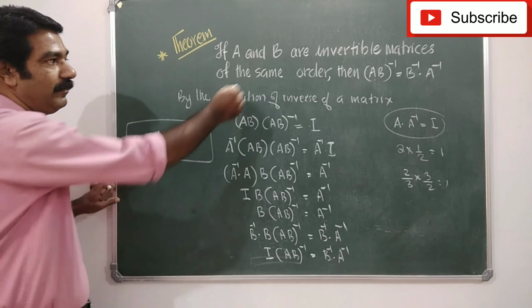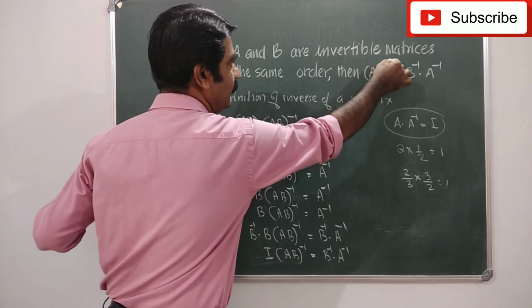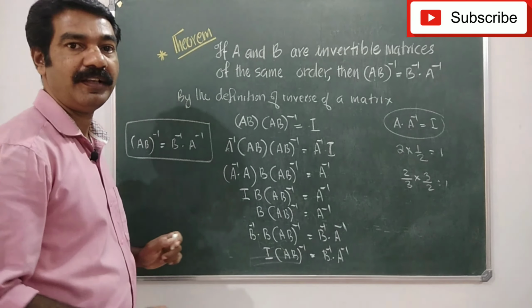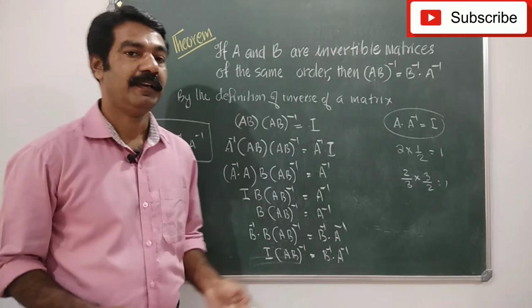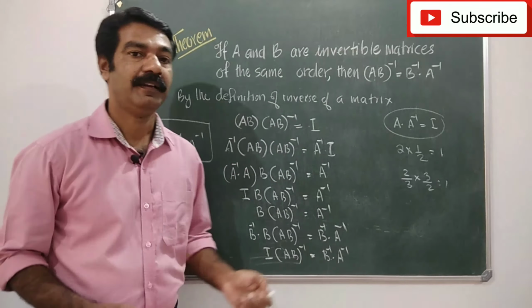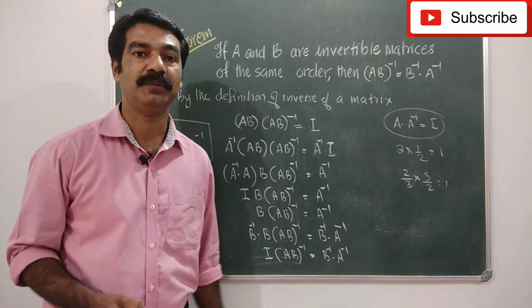Okay. If A and B are invertible matrices of the same order, remember that AB inverse is equal to B inverse into A inverse. It's a very important theorem. In examination, they will ask to prove using this. They ask to verify that AB inverse is equal to B inverse into A inverse. Sometimes they ask to prove this theorem.